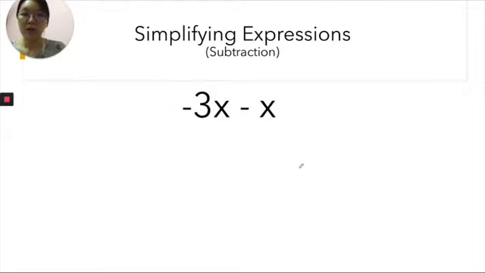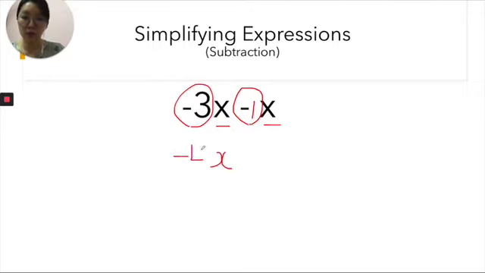Simple subtraction. Negative 3x minus x. Check for like terms. Yes, they are like terms. So I'll put my variable down, x. And then there is my coefficient. Oh, there is no coefficient. Remember, before that we know that if there is nothing here, that means there is 1 here. It's a hidden one. So negative 3 minus 1, it becomes negative 4. So this is the answer.